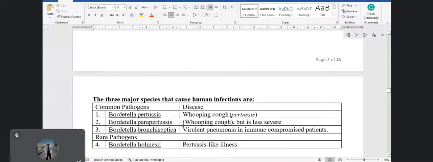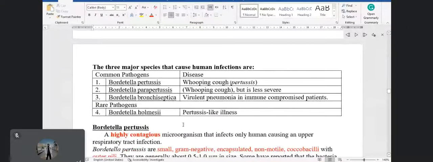So let's carry on. There are three major species that could cause infection in human beings. Actually, two major species, Bordetella pertussis and parapertussis. Bronchoseptica is actually an animal microorganism. Bordetella has many species, but those are actually the major two pathogens for human beings, pertussis and parapertussis. Pertussis causes pertussis, and the parapertussis induces pertussis, but to a less severe degree.